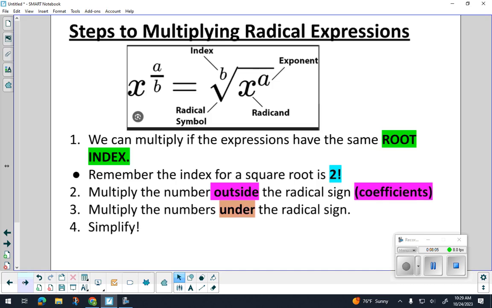Next, you're going to multiply the number that's outside the radical sign, which is known as the coefficient. We always do our numbers on the outside first. And third, multiply the numbers under the radical sign, which is also known as the radicand. We wrote this down earlier in the video, so I like my little anchor charts, so write it down again. And then last, simplify. We've been working on that, breaking that down. So let's get into some actual problems. I'm tired of looking at steps. If you're not tired of looking at them yet, pause the video.